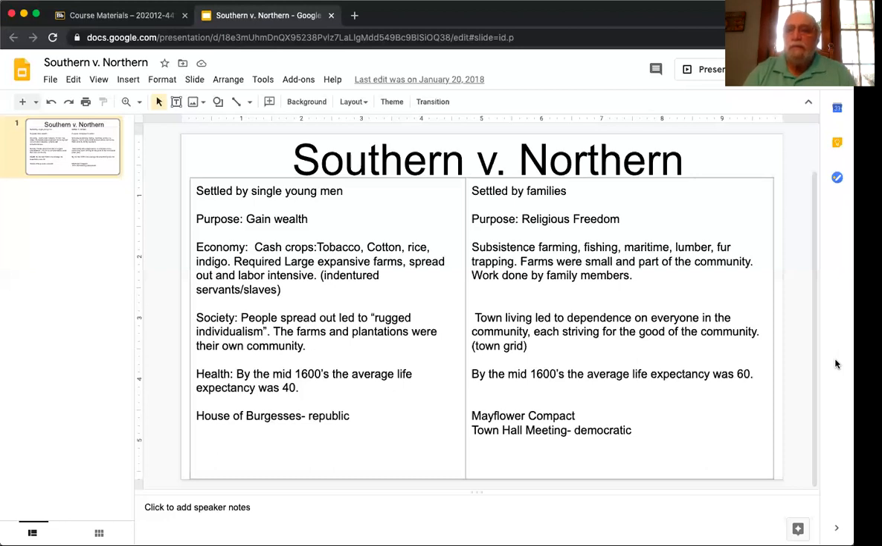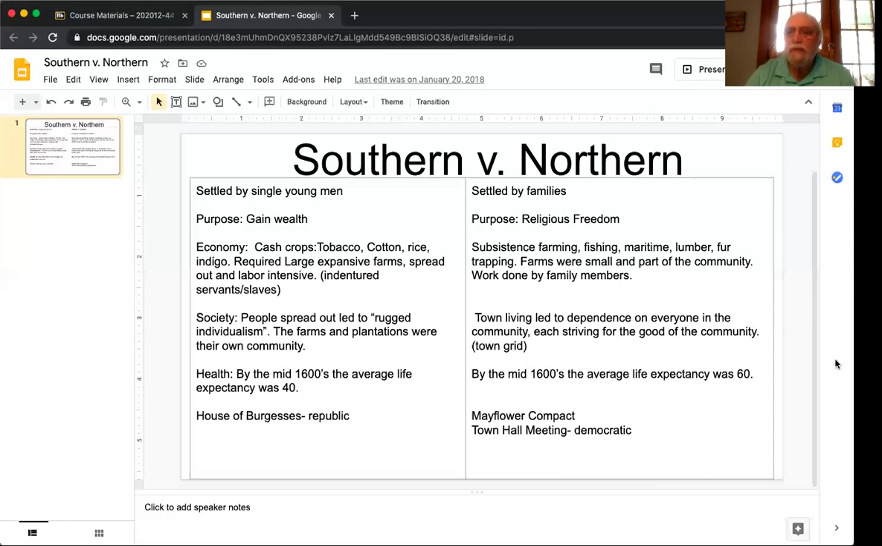Now, of course, the northern environment is such that you can't have big, huge plantations. The cold weather has a very short growing season. Only certain kinds of crops would grow here. It's very mountainous, so most of them tended to stay by the sea.